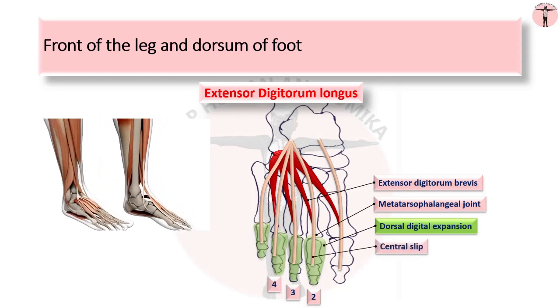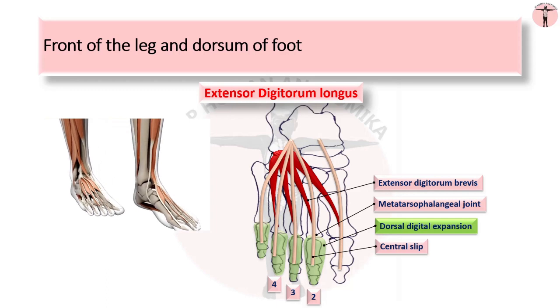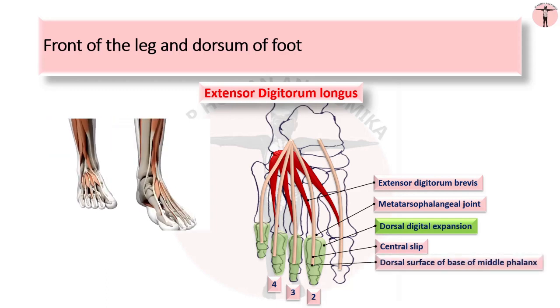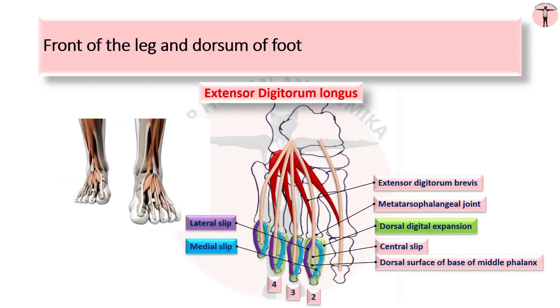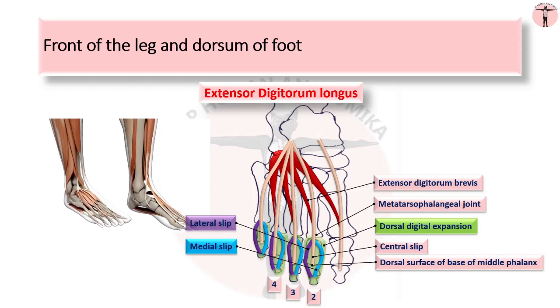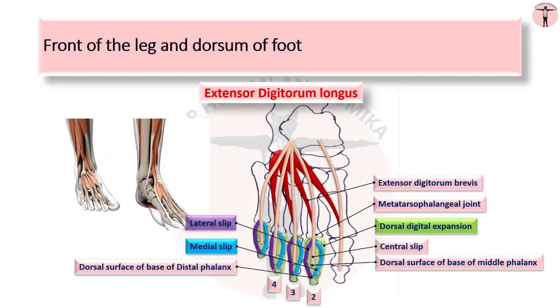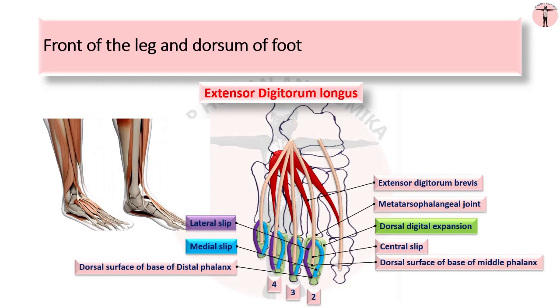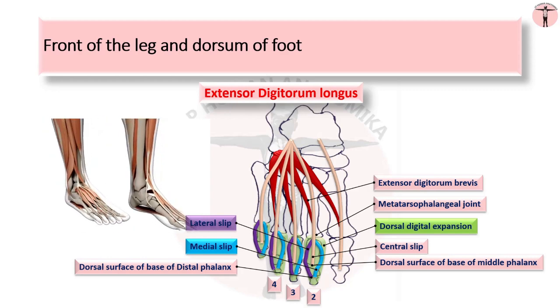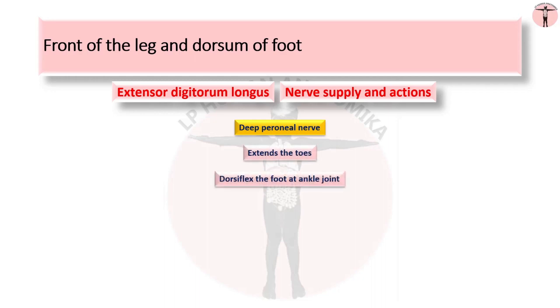The thick central slip continues on the dorsal surface of the proximal phalanx and gets inserted to the dorsal surface of base of the middle phalanx. The lateral slips and medial slips pass on the lateral and dorsal surfaces of the proximal interphalangeal joint, approach each other, and get inserted into dorsal surface of the base of the distal phalanx. The little toe has only the long extensor tendon, but the insertion is same as the other toes. It is innervated by the deep peroneal or fibular nerve. Extensor digitorum longus extends the toes and dorsiflexes the foot at the ankle joint.